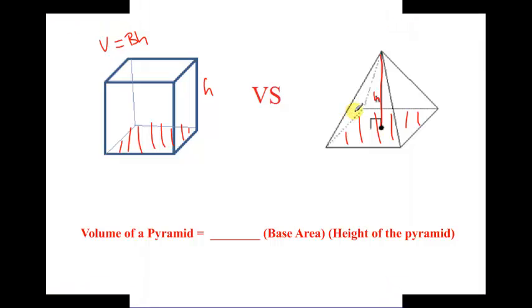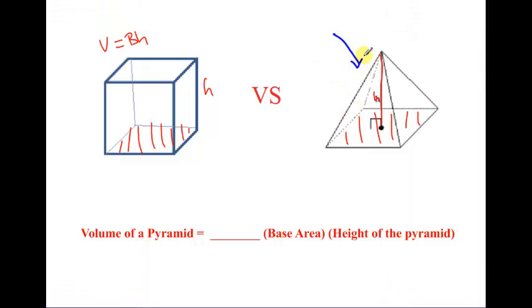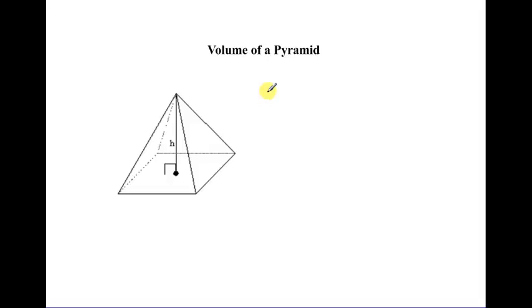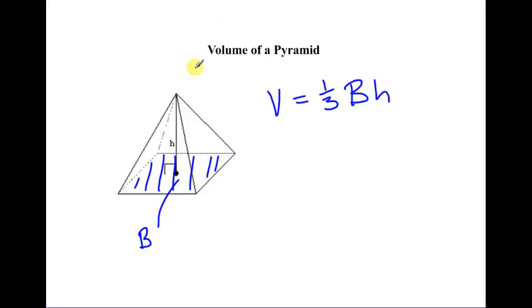All right, I think that was pretty clear. This is going to take 3 of these to equal that. So it would be 1/3 of the base area times the height of the pyramid. That's how we find our volume of a pyramid. So in our formula, we're going to be using volume equals 1/3 of the base area times the height of the pyramid. Okay, so we're going to find the base area, and we're going to also calculate the height.